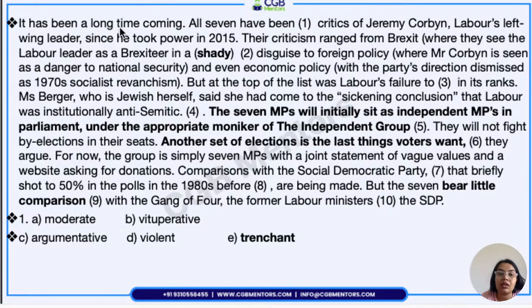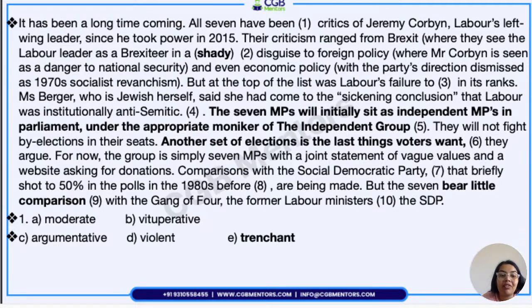So it has been a long time. All 7 have been dash critics of Jeremy and Labour serving leader since he took part. So all 7 have been dash critics. अभी it is the need जहाँ पे हम adjective लगाना है, and this adjective must fulfill the criteria because you can see here he became a leader, he came into power, and that's why there is something happening. People may not be liking him or something like that. So trenchant is very sharp, it is something penetrating, and these critics were harsh critics.